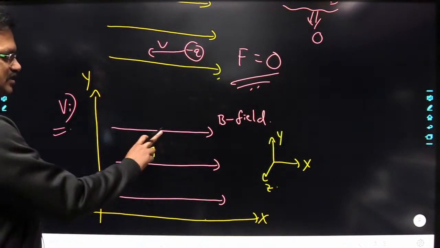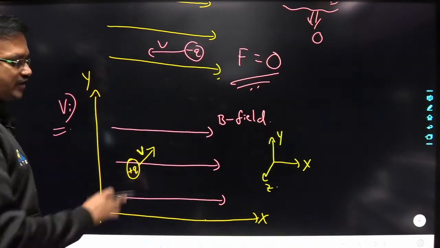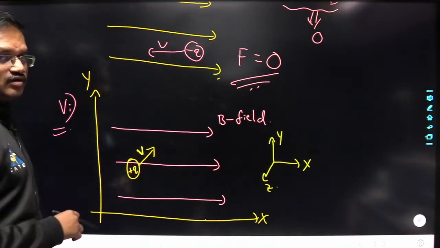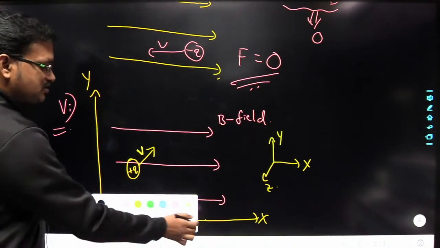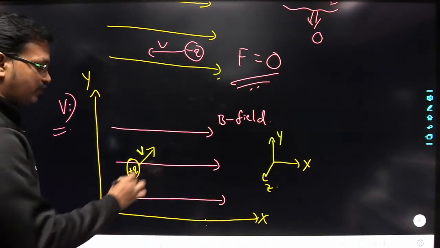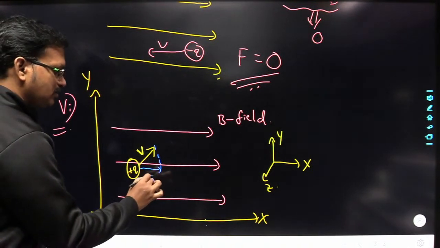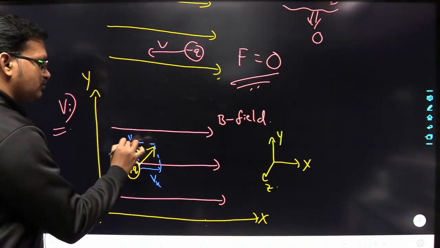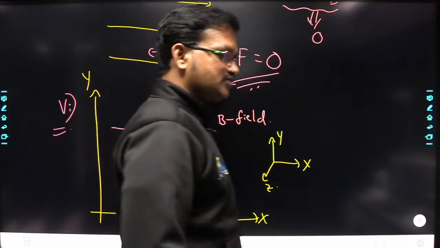Now this velocity v is neither along x nor along y. So it can be resolved into two components. One is along x, another one is along y. So that means this velocity v is going to have two components: one along the x direction, and another along the y direction. Understood? Now tell me here, in which direction is it going to experience the force?